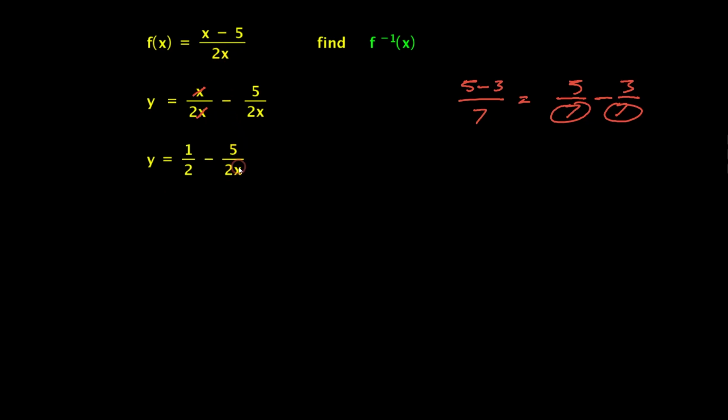So after simplification, now we have one x on the right side and the y on the left side. Now we can make the switch.